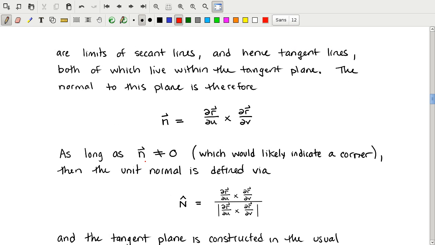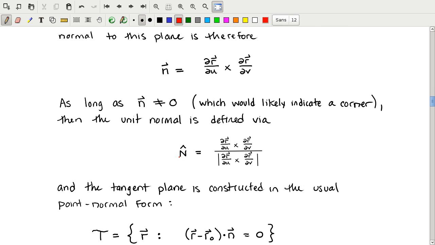And as long as n is not equal to 0, then we can find a tangent plane. If n equals 0, that likely indicates a corner, just like if dr ds equaled 0, then we likely had a cusp in a one-dimensional curve. We require also dr du and dr dv, their cross product, not to be 0 to ensure that we don't have some kind of corner on our surface. But as long as that is not 0, then we can calculate two things.